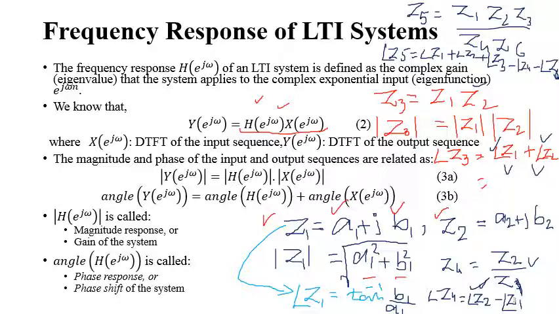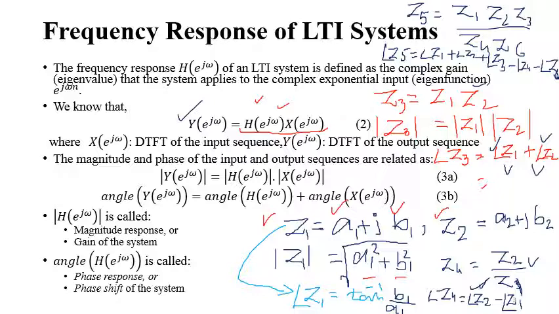complex number equals the product of two, like here we have, then the magnitude of Y of e^(j omega) will be equal to the product of the magnitudes of the individual numbers. Okay, and similarly the angle will be equal to the summation of the angles of the two individual quantities, which are H of e^(j omega) and X of e^(j omega).